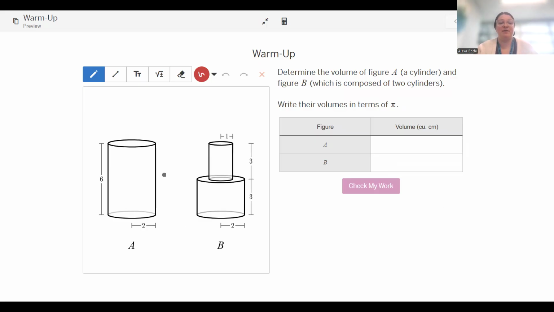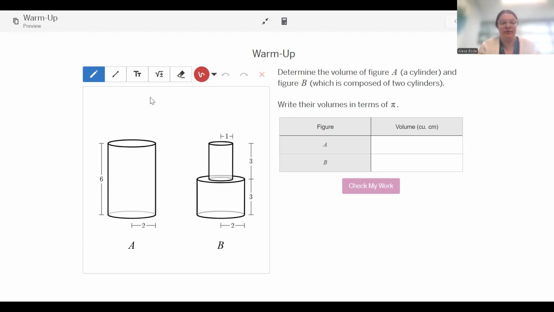So the last few days we have been working on finding the volume of a cylinder. Today we're going to start looking at a cone. But to do that, we're going to look at cylinders, kind of review cylinders, and then look at what if I took cylinders and stacked them on top of each other. So for this one, we are going to find the volume for this cylinder.